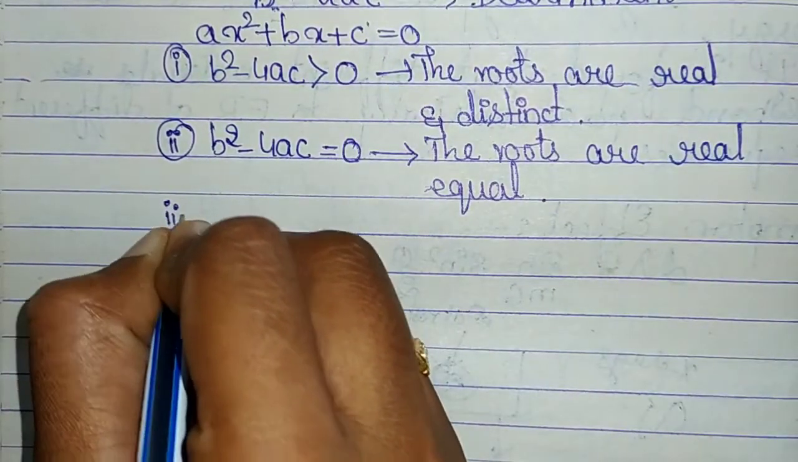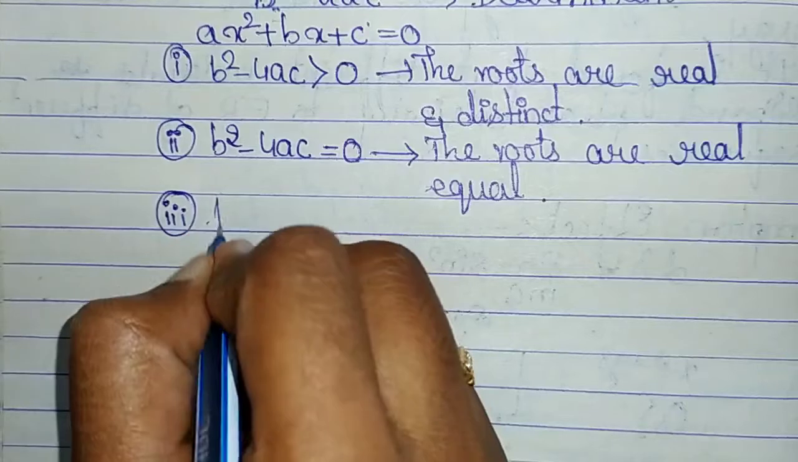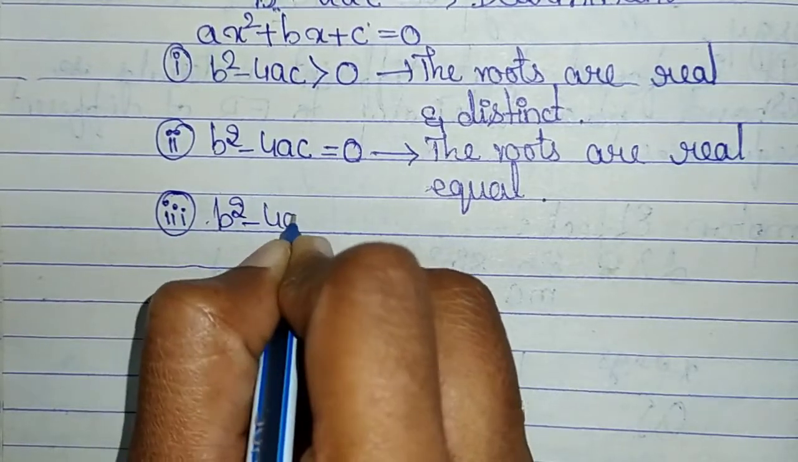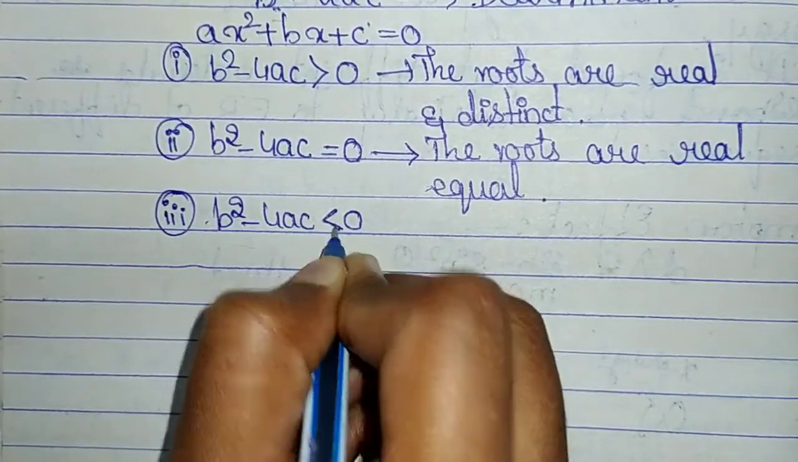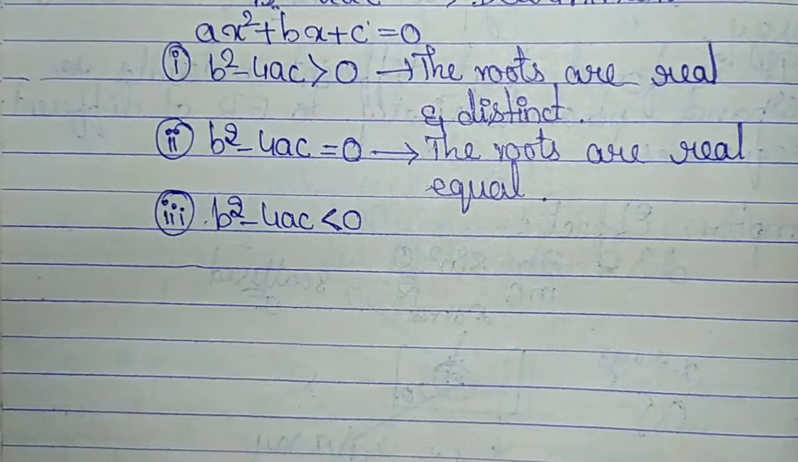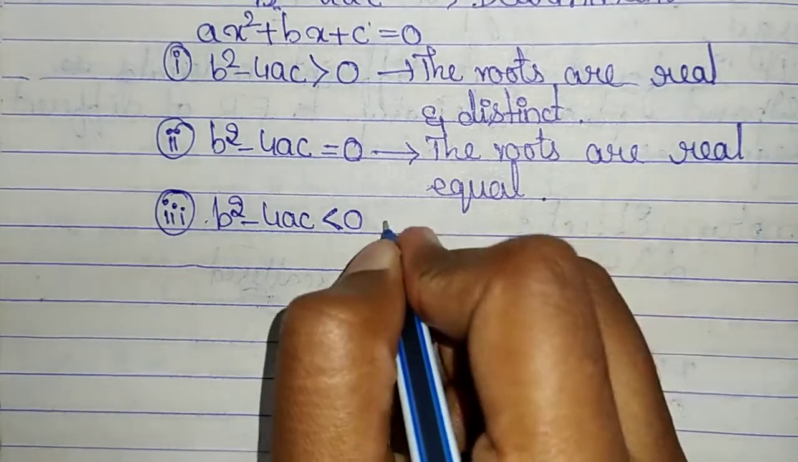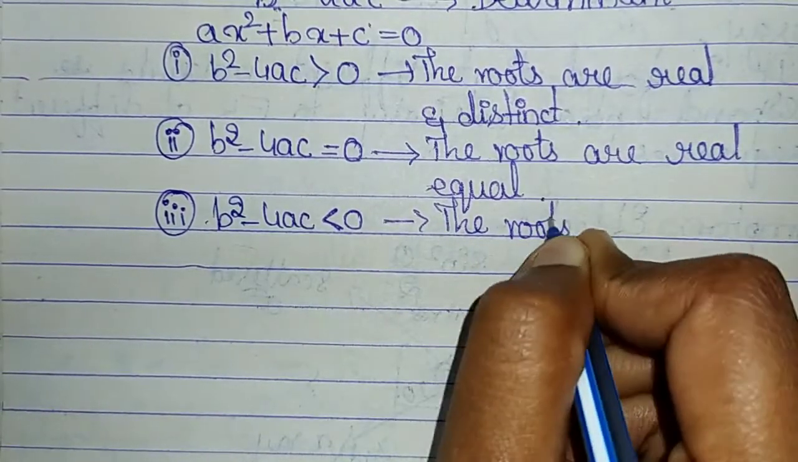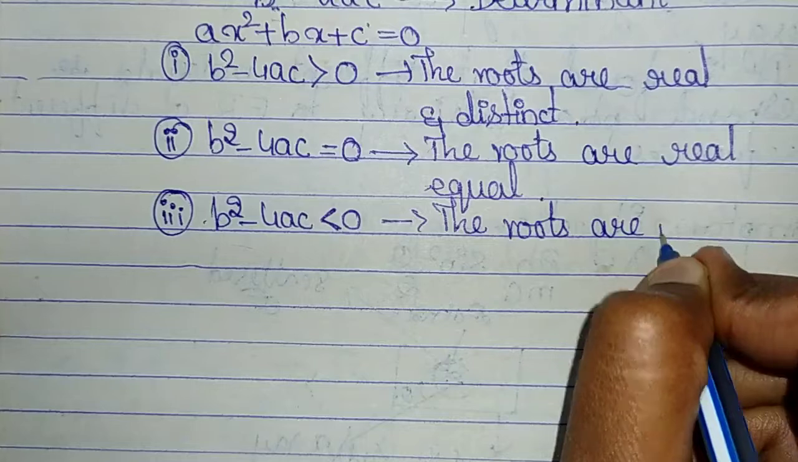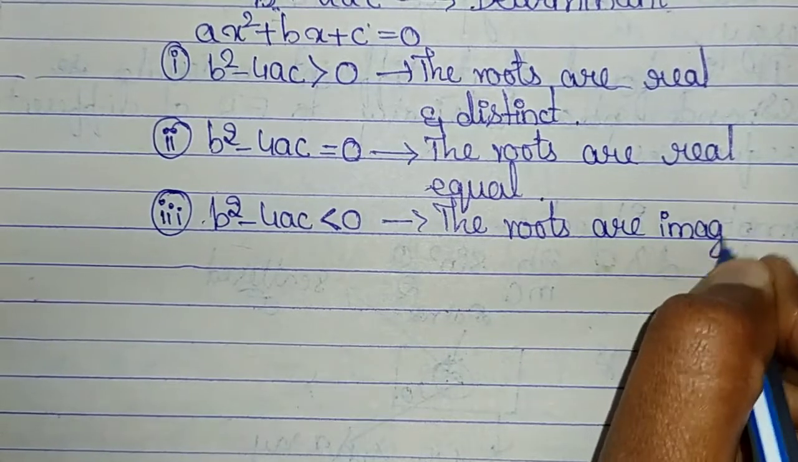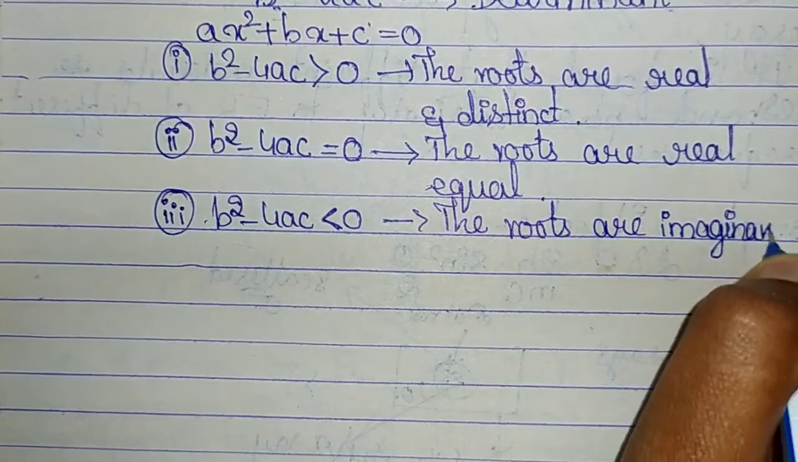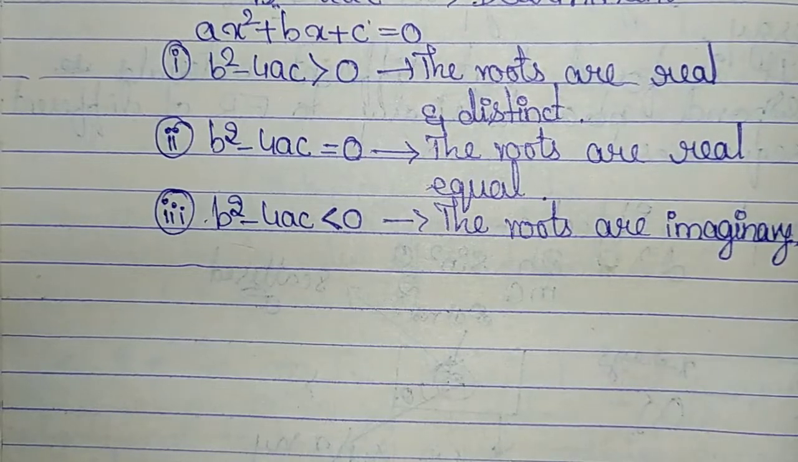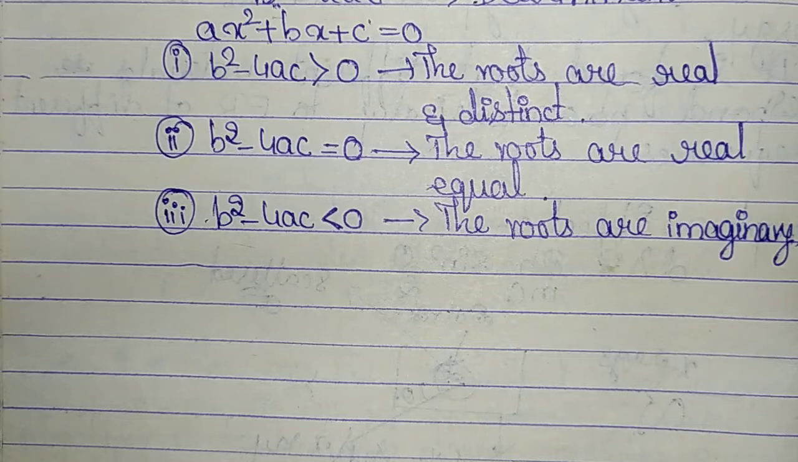The last type of roots which we come across is when b square minus 4ac is less than 0. When b square minus 4ac is less than 0, or when it is a negative number, then the roots of the equation are imaginary, or in your case they do not exist. So the upcoming problems will be based on the nature of roots.